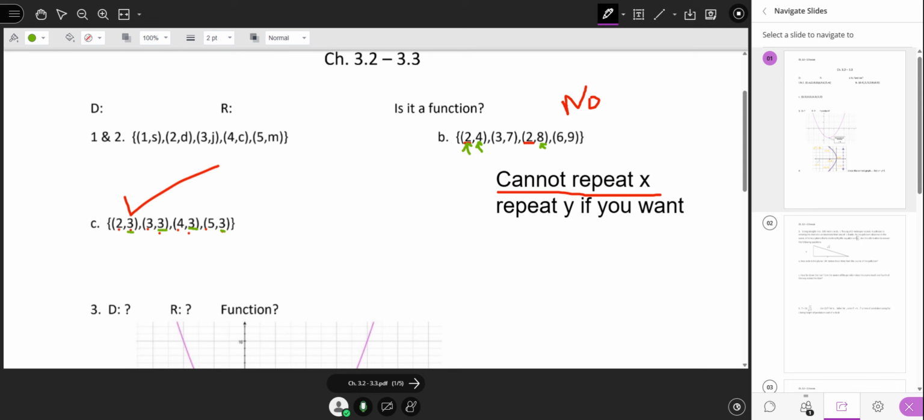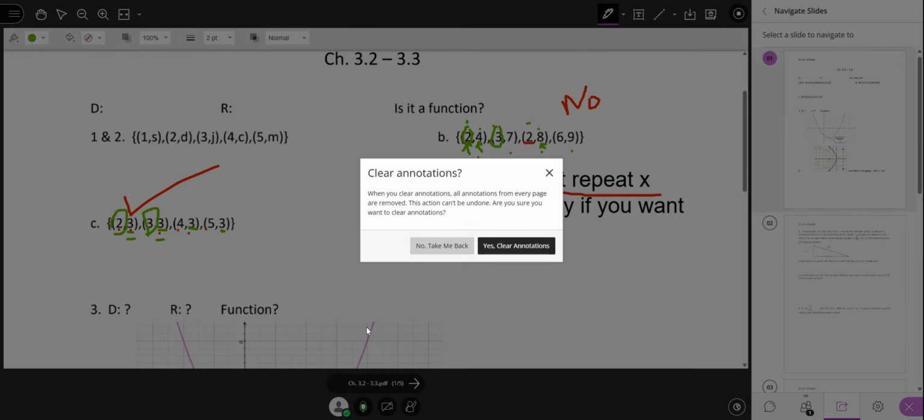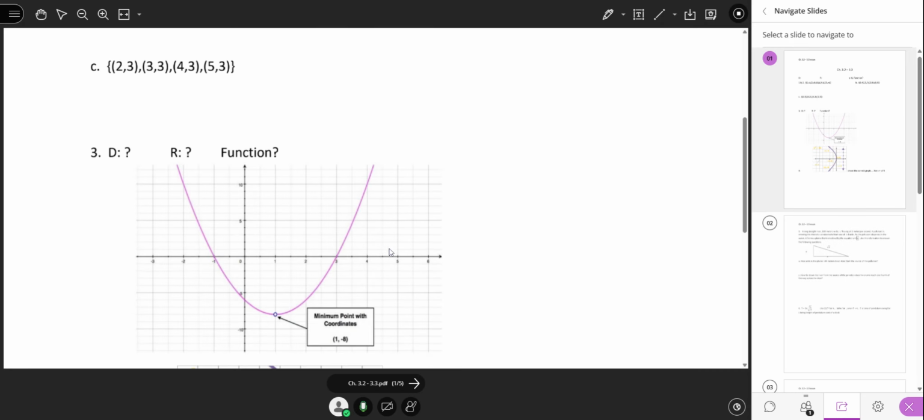I know a real world example for this too. You can say X is different people, and then Y is their birthday. Lewis and Philip can have the same birthday. But you can't have Lewis having 2 different birthdays. Good job. That's one that I like to use. I like the cookie one too.